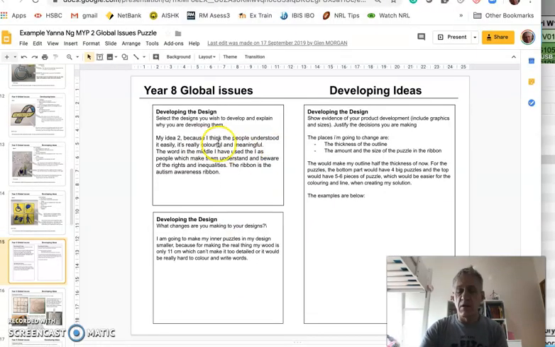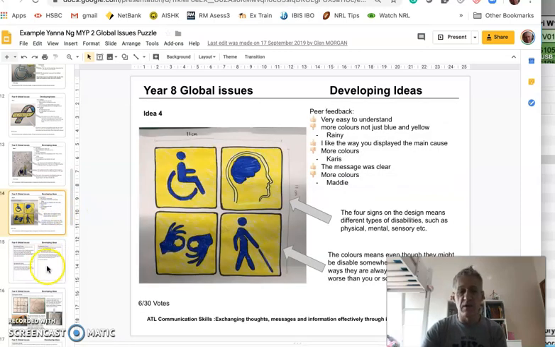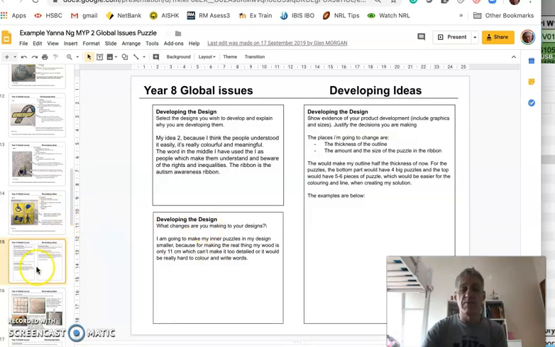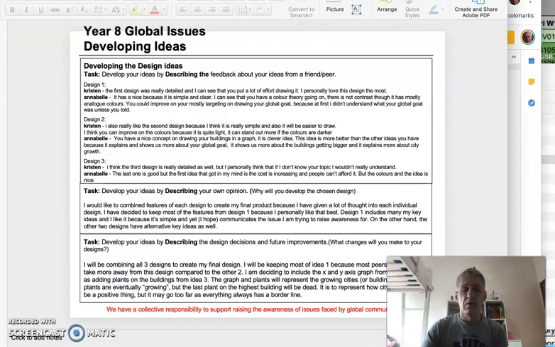So here's an idea on how to develop your design. So I'm selecting the design, I'm choosing it, and I'm trying to develop it. This is the one that I think is going to be happening here, and I try to make it better. This is another way you might get feedback from different people about your design. Then you develop your design according to the feedback that you've got, and then you try to make it into the best design that you possibly can.